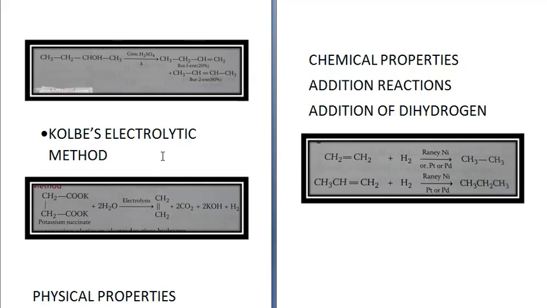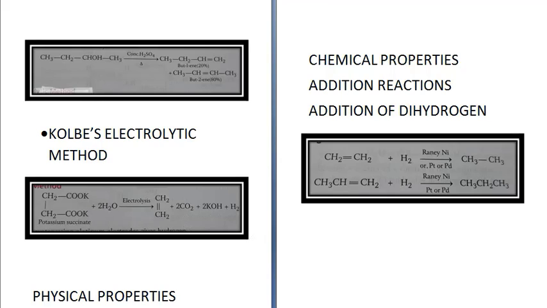Okay. The next method of preparation is Kolbe's electrolytic method. Electrolysis of acidified water using platinum electrodes gives hydrogen. So CH2COOK, this is potassium succinate. When it is electrolyzed with water, it gives you CH2=CH2, that is ethene, plus 2CO2 plus 2KOH plus H2. So these are the methods of preparation of alkenes.